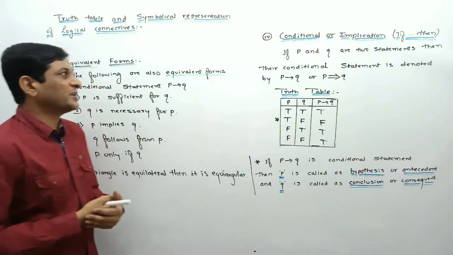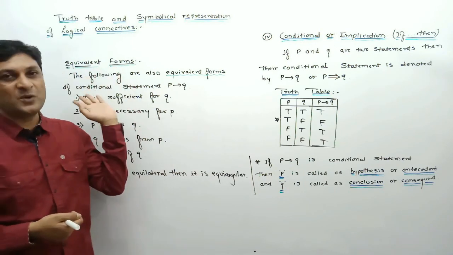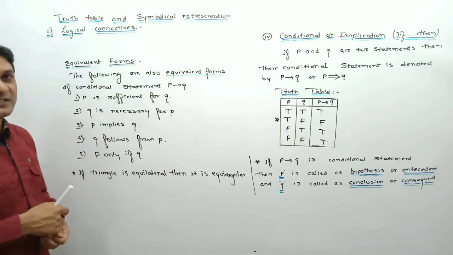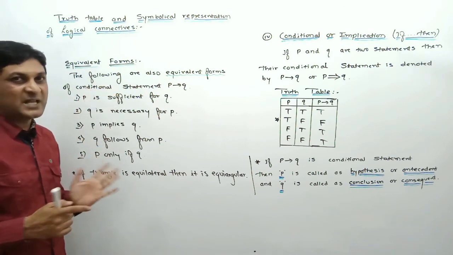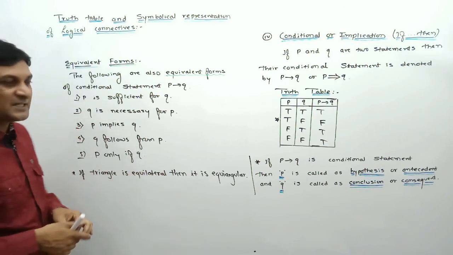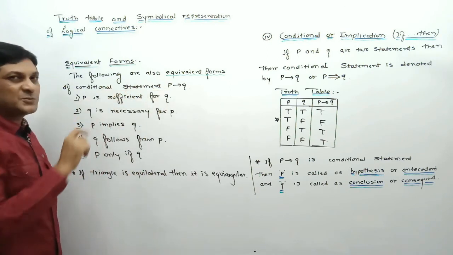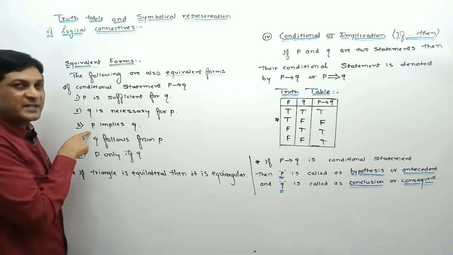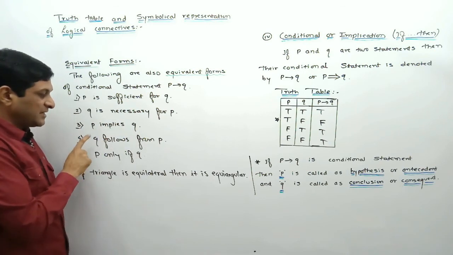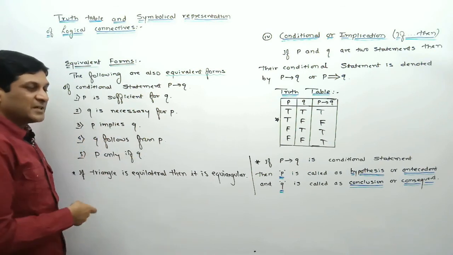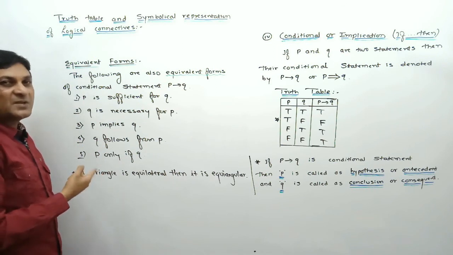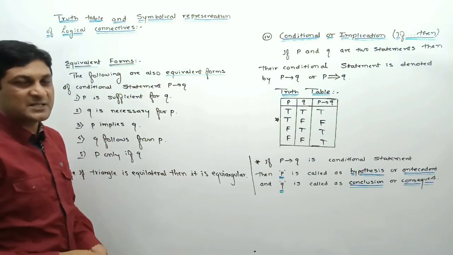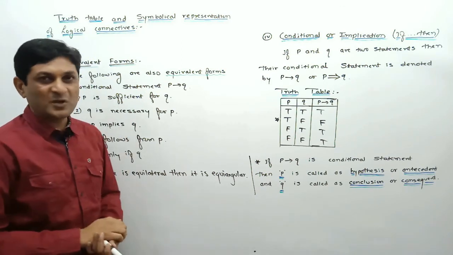Now let us discuss equivalent forms. Equivalent forms of which logical connective? P implies Q, the conditional statement. This conditional statement can be written in different forms, and its meaning does not change. P implies Q can be written as P is sufficient for Q, or Q is necessary for P, or Q follows from P, or P only if Q. If we write the conditional statement in these different forms, the meaning of the statement does not change. That's why they are called equivalent forms of P implies Q.